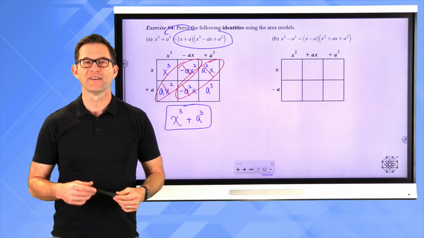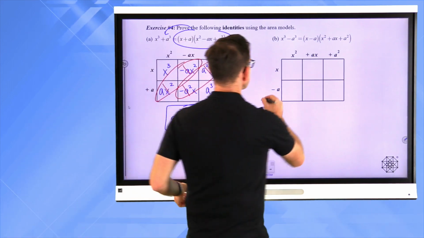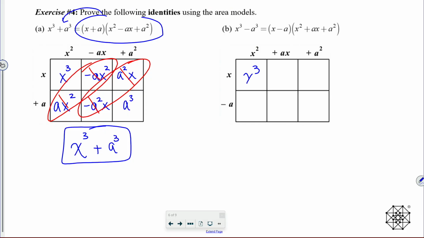I'm getting a little tongue-tied today. Here we go. X times x squared is x cubed. X times ax is going to be ax squared. X times a squared will be a squared x. Negative a times x squared will be negative ax squared. Negative a times positive ax will be negative a squared x. And finally, negative a times a squared will be negative a cubed.